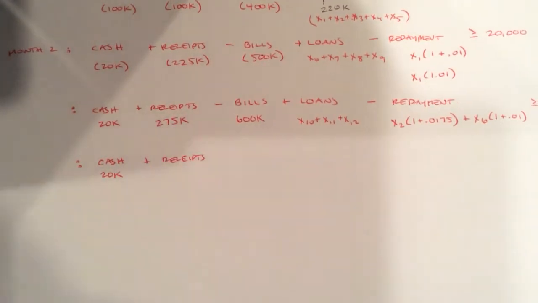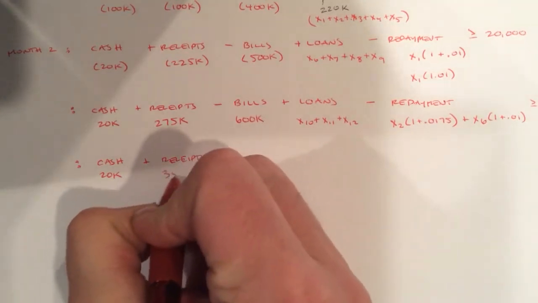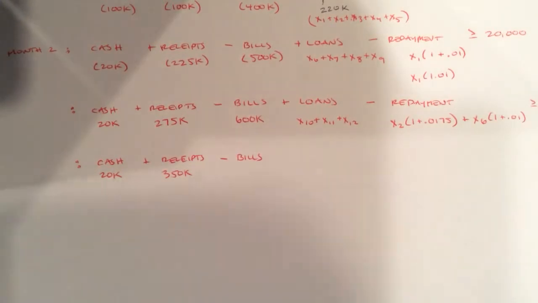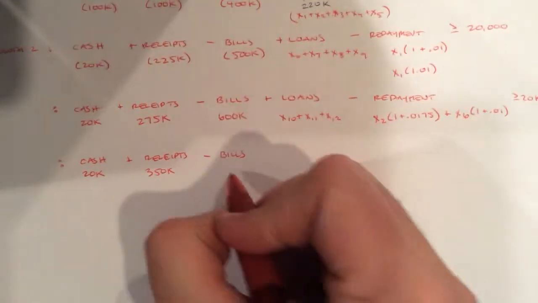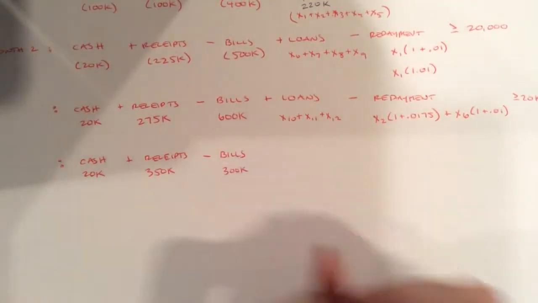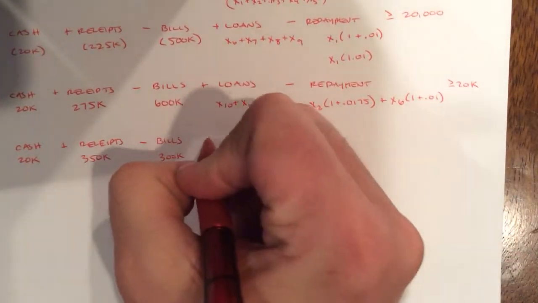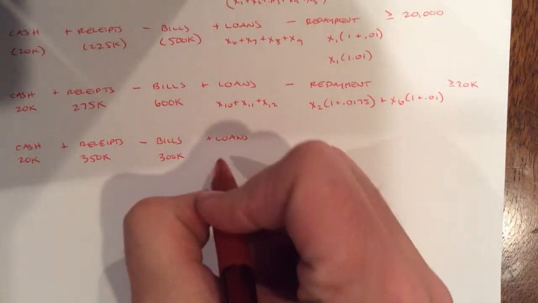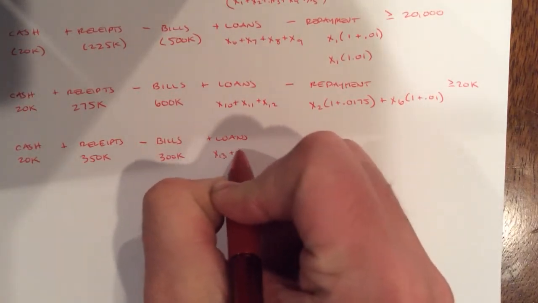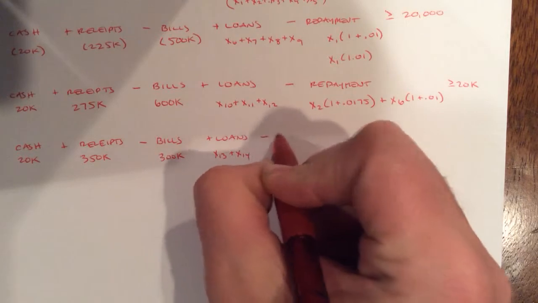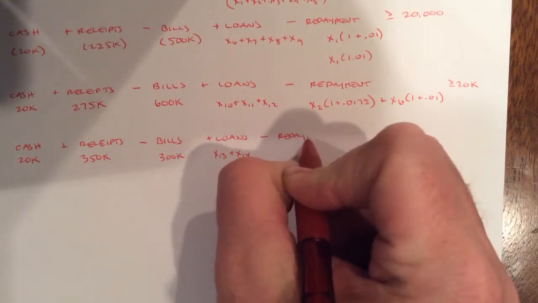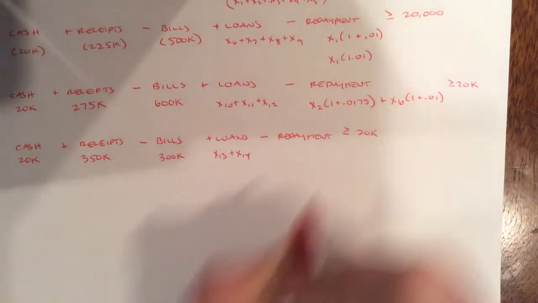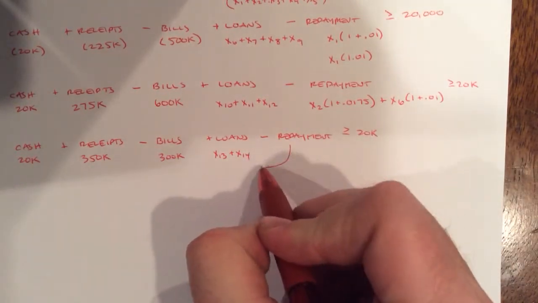And here are receipts. Now we're starting to roll. 350K minus our bills. Here our bills are only 300,000. Okay, plus our loans. Well, our loan amount in month 4 is just x13 plus x14 minus our repayment. And that has to be greater than or equal to 20K.